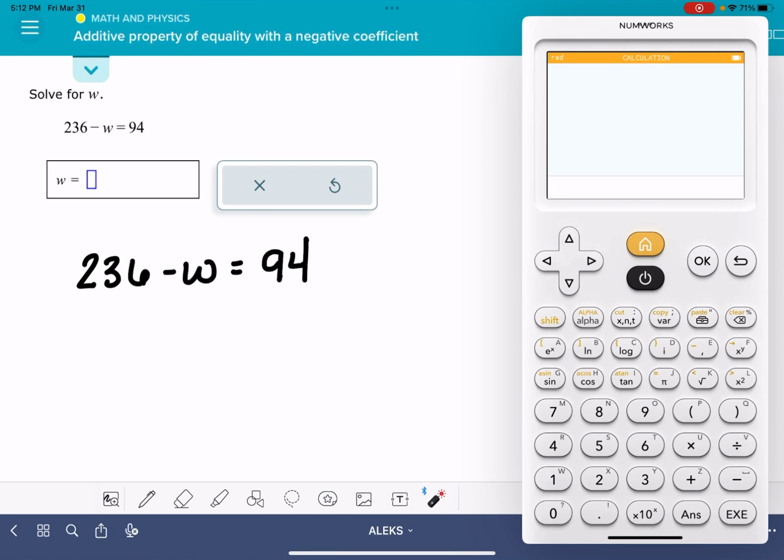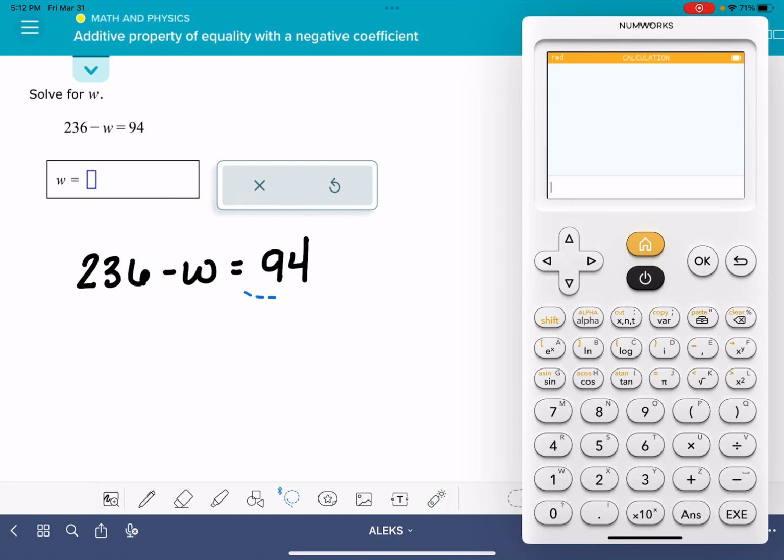Anytime we're being asked to solve for a variable such as W, in this case, what we need to do is get that variable isolated all by itself on either the left-hand side of the equal sign or the right-hand side. Our W term is already on the left-hand side of the equal sign, so I'm going to leave it over there, but I want to isolate it. And that means I want to take this 236 and move it over to the right-hand side of the equation.